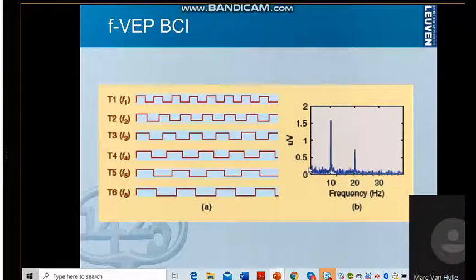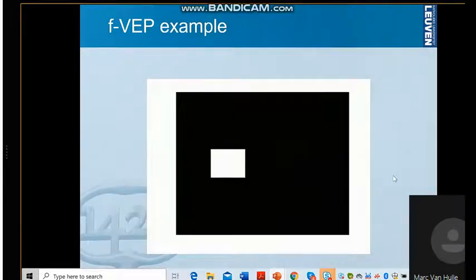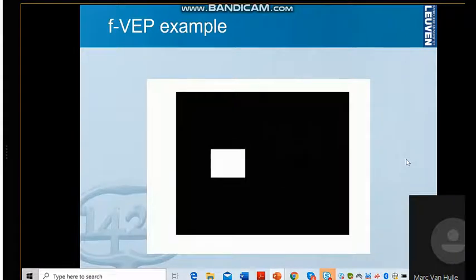So you have not only the fundamental frequency, but also the harmonics present in your EEG signal, and that has an influence on the number of targets you can place along the spectrum. The next slide shows a 2-target case. You see the flickering. One is flickering at a higher frequency than the other. If I'm paying attention to the left one, I will have a higher peak in my spectrum than when I'm paying attention to the target on the right.